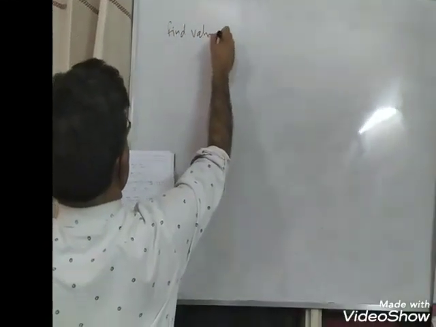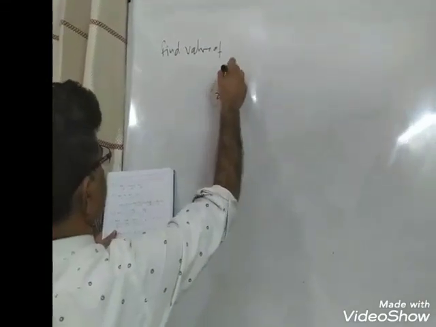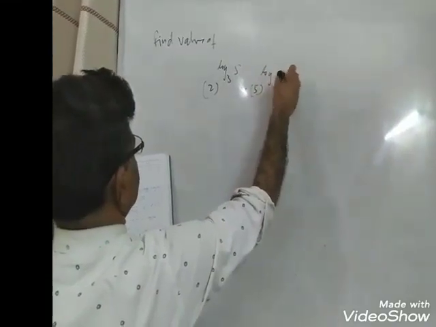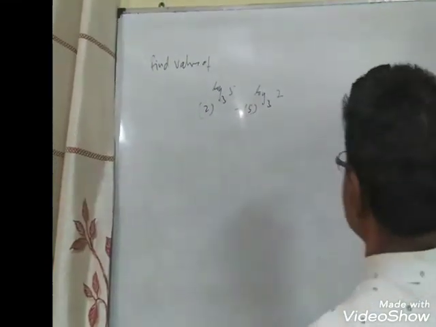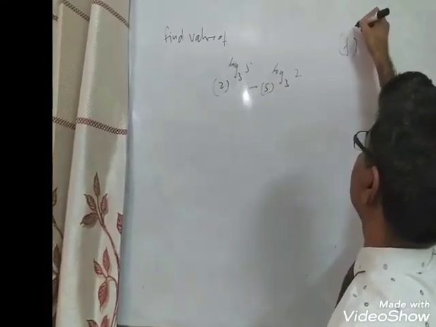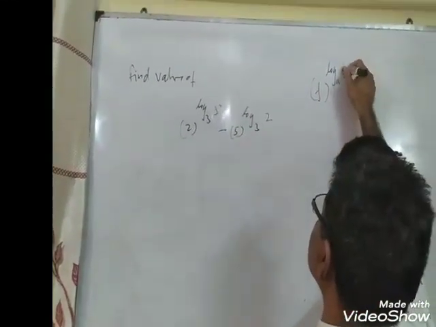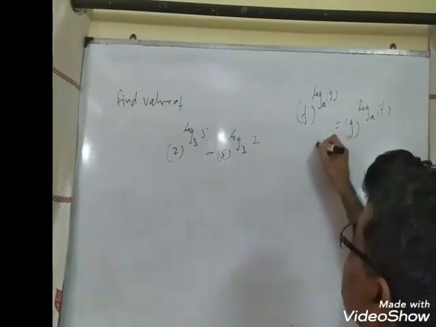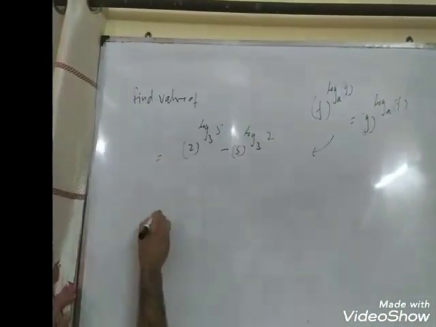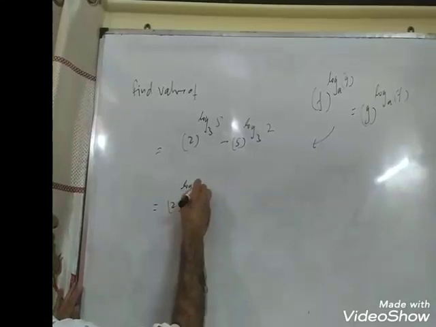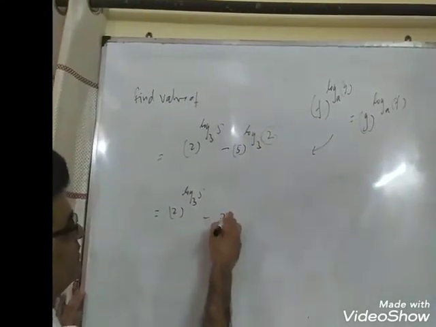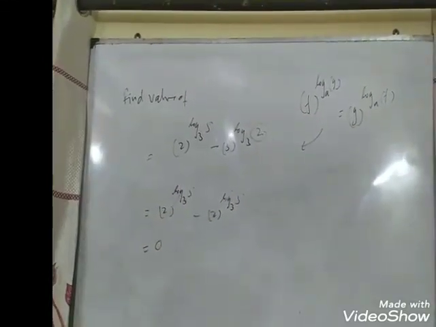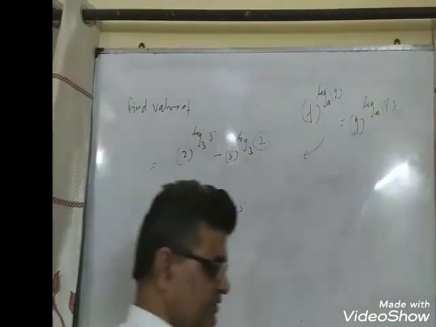Find the value of 2 to the power log base 3 of 5 minus 5 to the power log base 3 of 2. Now you see the property: a to the power log base c of b is equal to b to the power log base c of a. If you use this property, then you can immediately find the solution. We can change it to 2 to the power log base 3 of 5. So both terms cancel, the answer is 0. So using the properties you can solve these questions very easily.